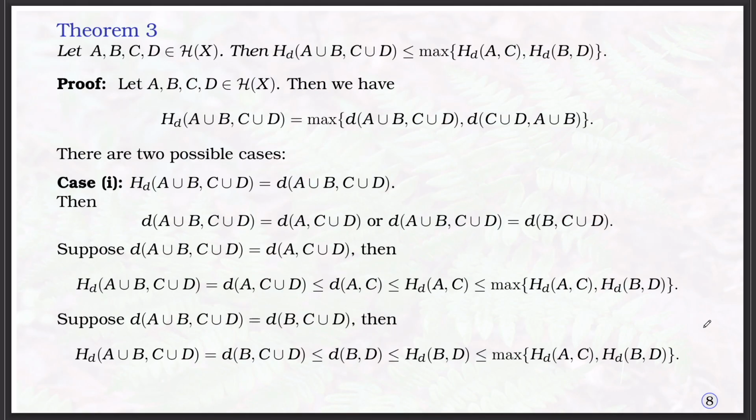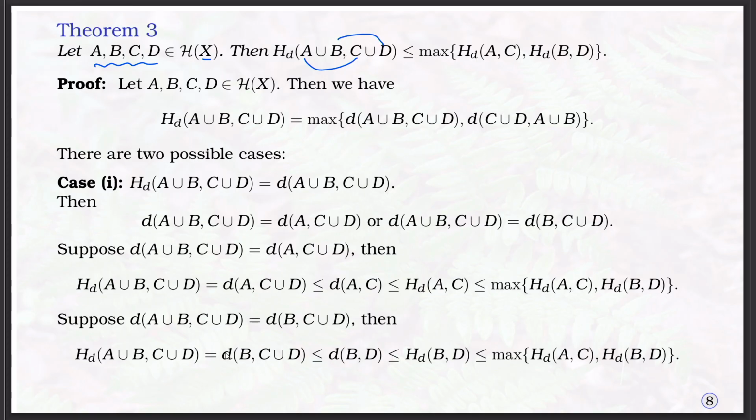So, now let us prove the theorem related to four elements in H of X. H is any metric space, but particularly we are taking a complete metric space. If you are taking four members in the Hausdorff space H of X, then the Hausdorff distance between the union of A and B and the union of C and D is less than or equal to the maximum of the Hausdorff distance between A and C and between B and D.